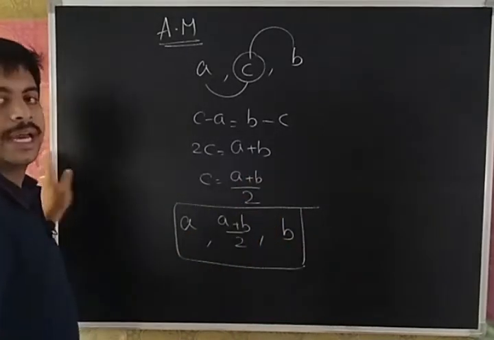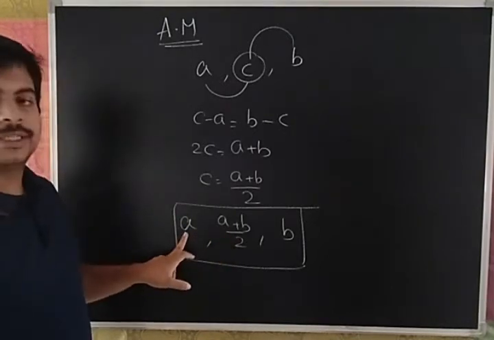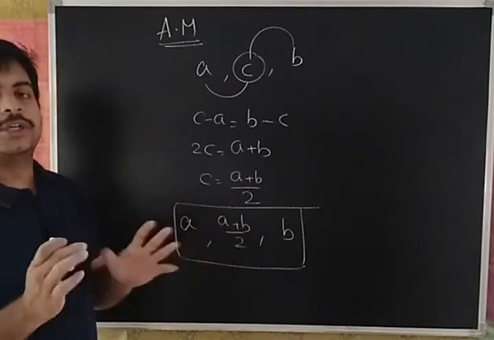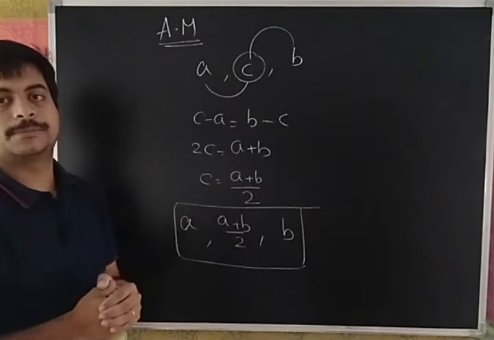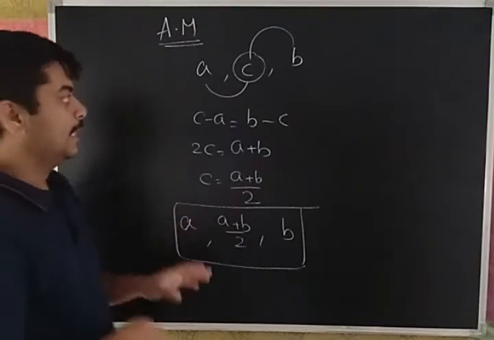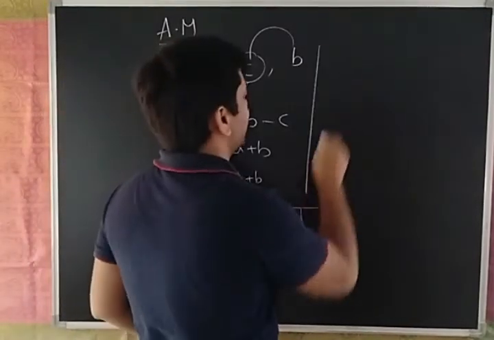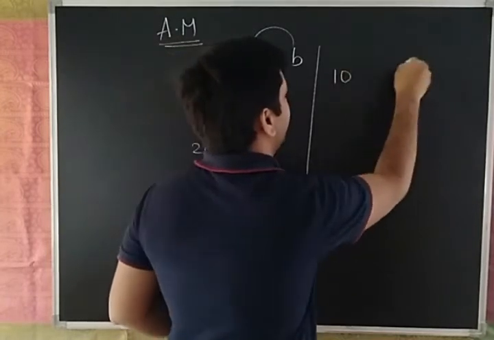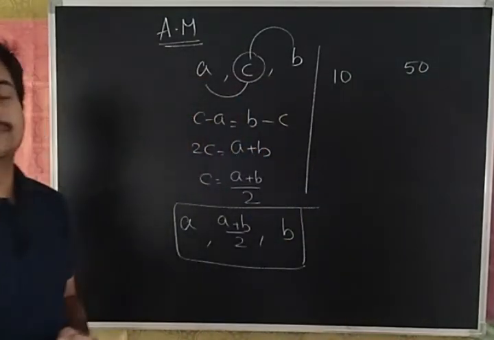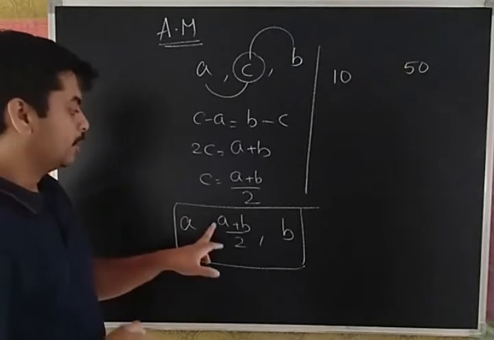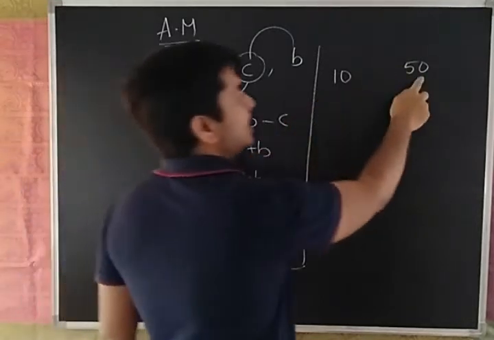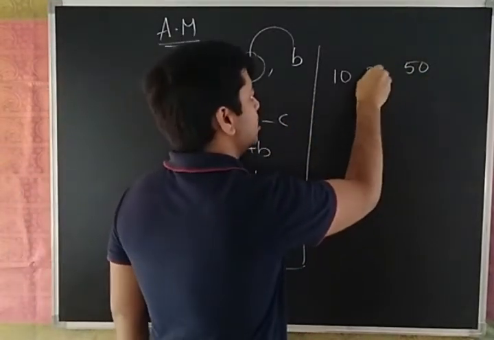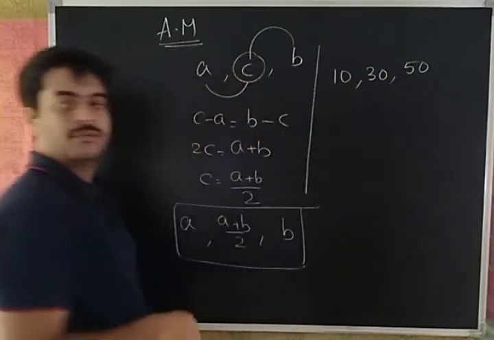If you want to check, you can. How? Just find the common difference between the first two as well as the last two. You will get the same common difference. What is the arithmetic mean for the numbers 10 and 50? So a plus b by 2, 10 plus 50, 60, 60 by 2 is 30. So carefully observe, 10, 30, 50 will form an arithmetic progression.